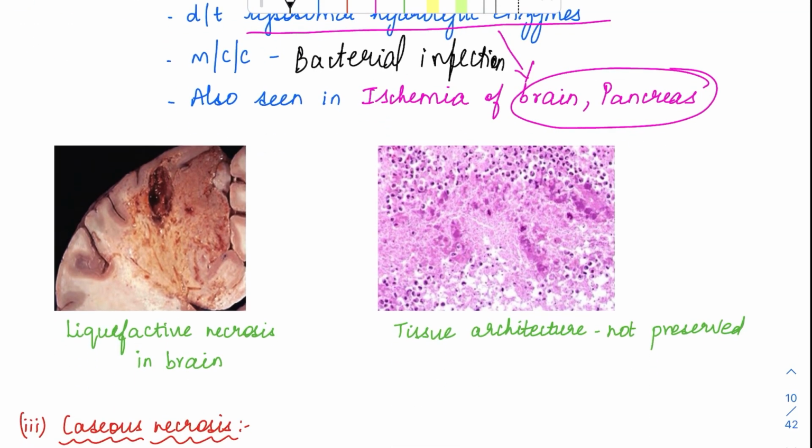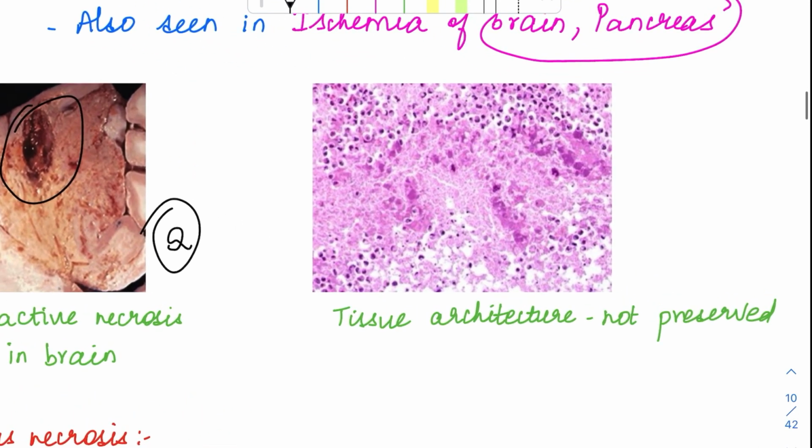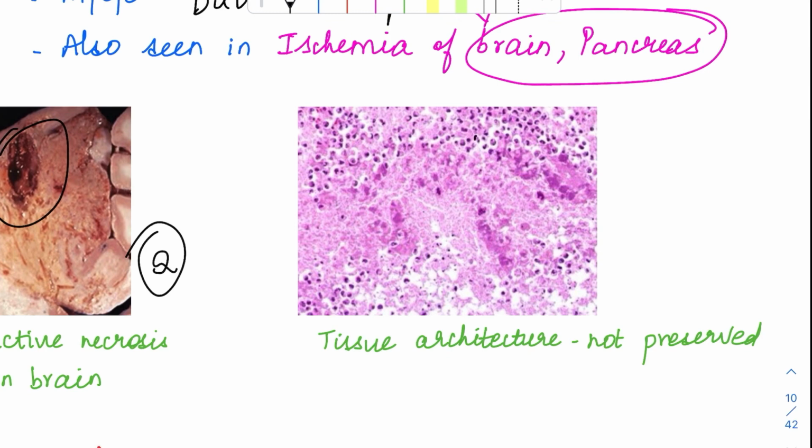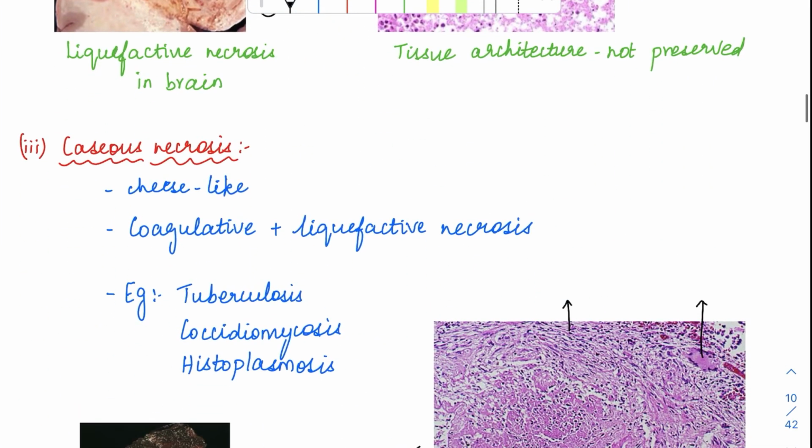So this first image is that exact image in Robbins also. So this is a liquefactive necrosis and this is the brain structure. You see the sulci and gyri, right? So in the brain you are seeing a liquefactive necrosis. This picture-based image has also been asked before. And the second image is the microscopic image of this liquefactive necrosis. So here you see lots of inflammatory neutrophils, right? And the central part is all the necrotic part, and you cannot identify what is the parent tissue. The cell's morphology is all lost. That is, the tissue architecture is not preserved in liquefactive necrosis.